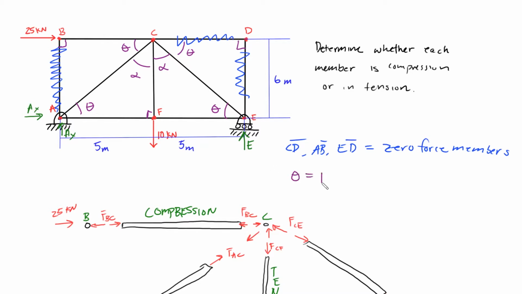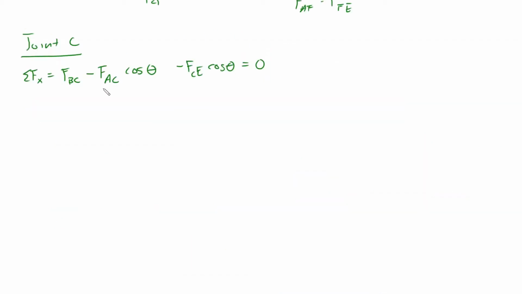So theta equals the tan inverse of 6 over 5, which equals 50.194 degrees. And then alpha, we could say that's the tan inverse of 5 over 6, which is going to be 39.806 degrees. So with that said, we could manipulate this equation.